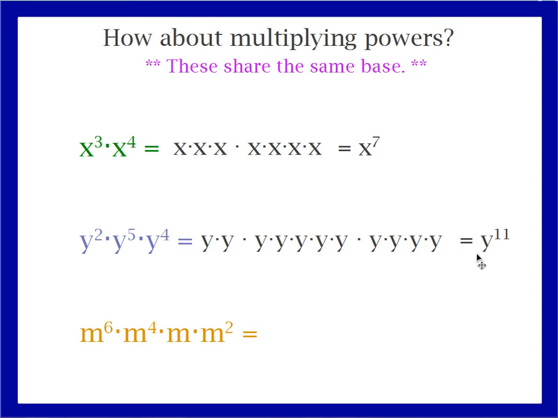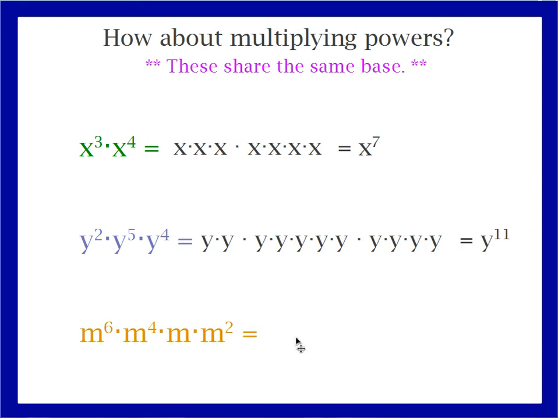Be careful, if I wrote 11y, that would indicate that these y's are being added together. When I multiply variables together, I get an exponent or a power. Again, just taking a look, 2 plus 5 gives me 7, and 7 plus 4 is where I'm getting the 11 for the y to the 11th power.